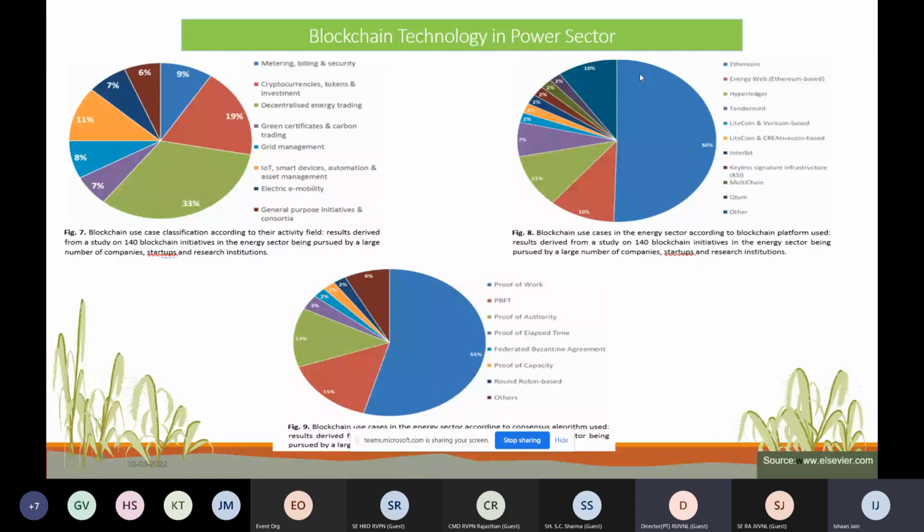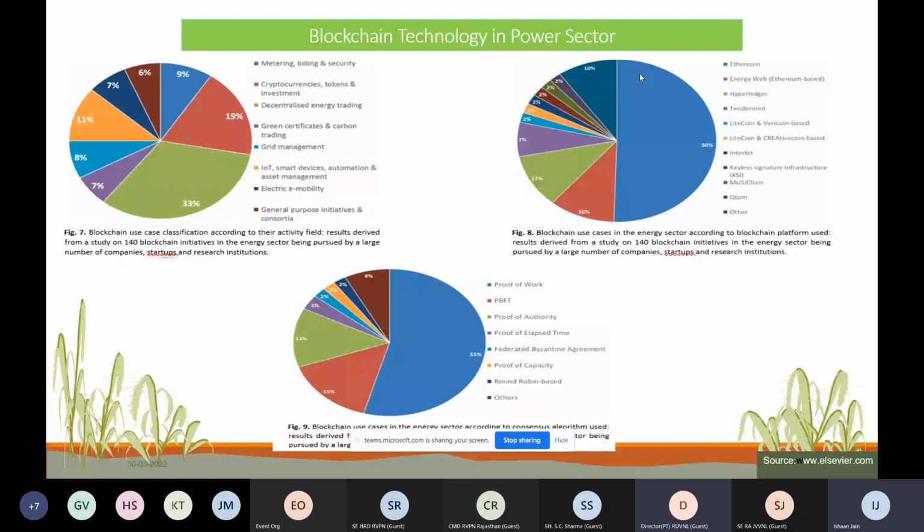So you can see 33% of the blockchain technology is used in decentralized energy trading. That means again the downstream network. Everybody knows that now RECs, or renewable energy certificates, are also there. So green certificates and carbon trading, you can see 6 to 7% they are using this. Grid management also they are using 9%. IoT smart devices, electric e-mobility, now it is not that much, but in coming years it will definitely increase. Cryptocurrency, tokens and investment 19%.